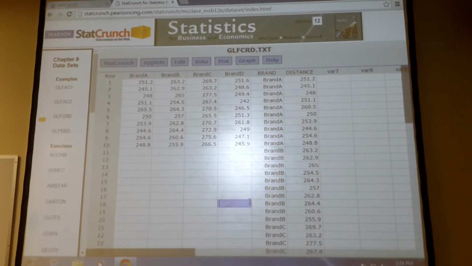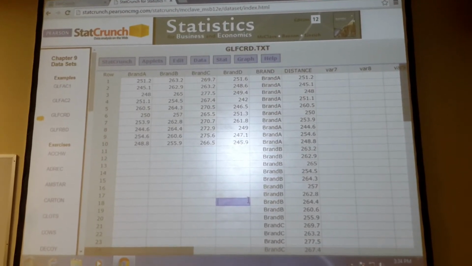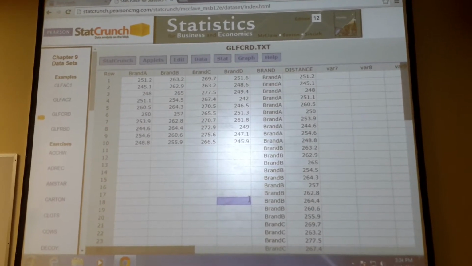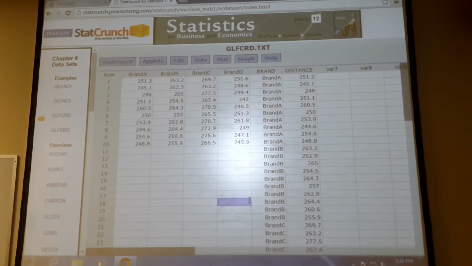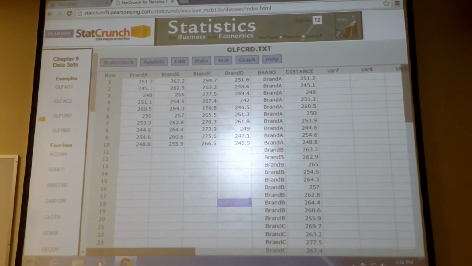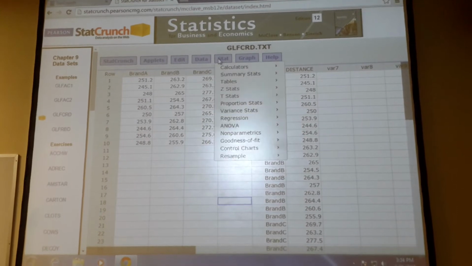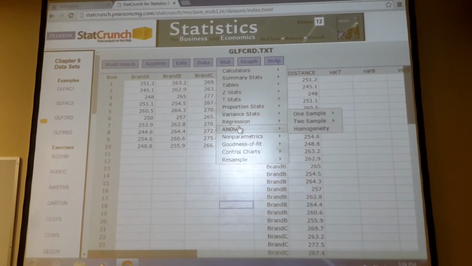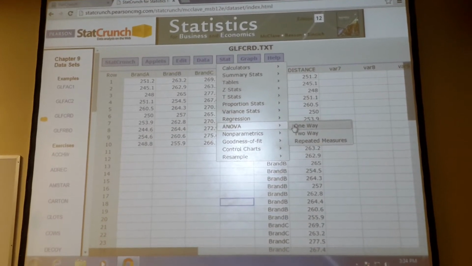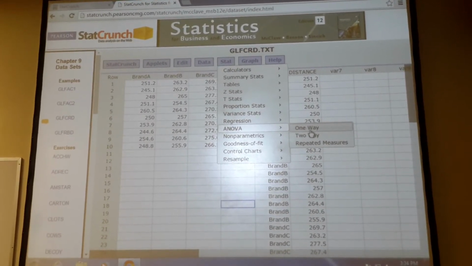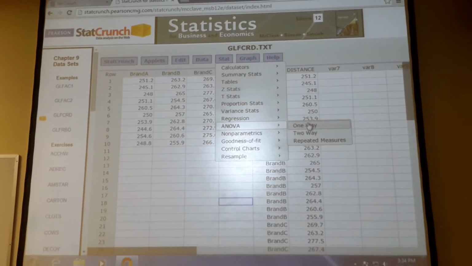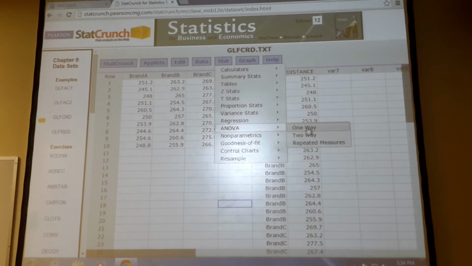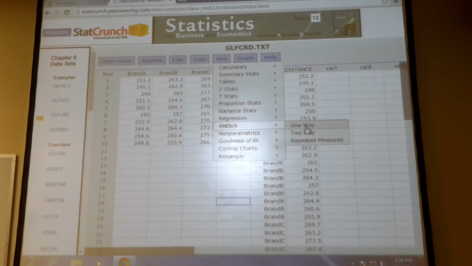So we can't use the Z stats or the T stats or the proportion stats like we used last time because we have more than 2 groups. So this calls for an ANOVA test. We'll go to our stat button, and we do have an option for ANOVAs here. And this one is actually a one-way ANOVA. It's one way because we only have one factor, one variable that's creating our different groups, and that is the brand of golf ball.